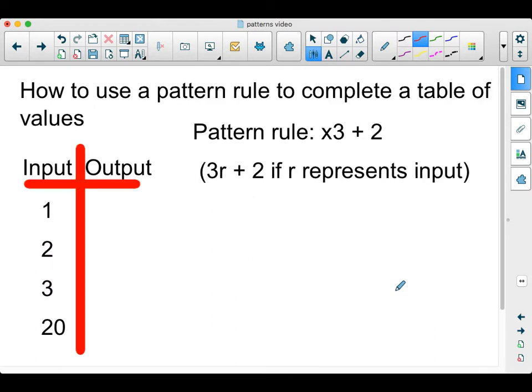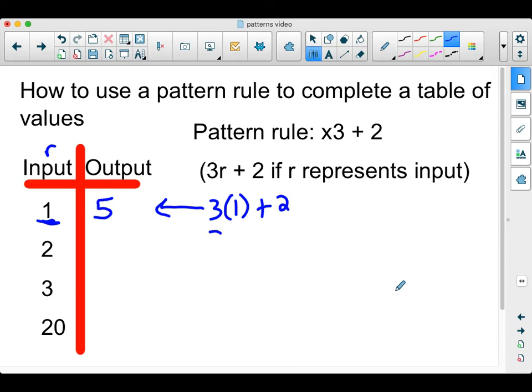Now, when we're given a pattern rule and a table of values, we can use that pattern rule to create the table of values. So if I had an input of 1 here, and my pattern rule says times 3 plus 2, which could also be represented as 3r plus 2 if the input was r, instead of r, I'm actually going to put the value from the input, so 1. So this first one right here would be 3 times 1 plus 2. 3 times 1 is 3, plus 2 is 5. So that's what my output would be.